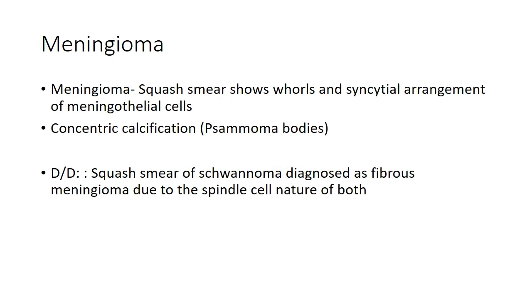Now moving on to another important tumor, which is a meningioma. Squash smears in case of a meningioma usually show a characteristic whorl appearance, and they show syncytial arrangement of meningothelial cells. There may be some degree of concentric calcification or psammoma bodies. The differential diagnosis in a squash smear of a meningioma closely resembles a schwannoma, especially the fibroblastic or fibrous meningioma, which has a spindle cell nature.